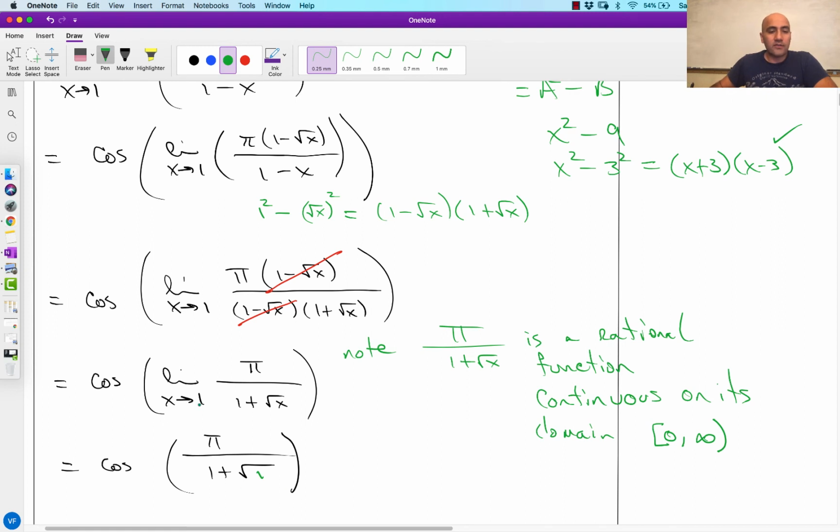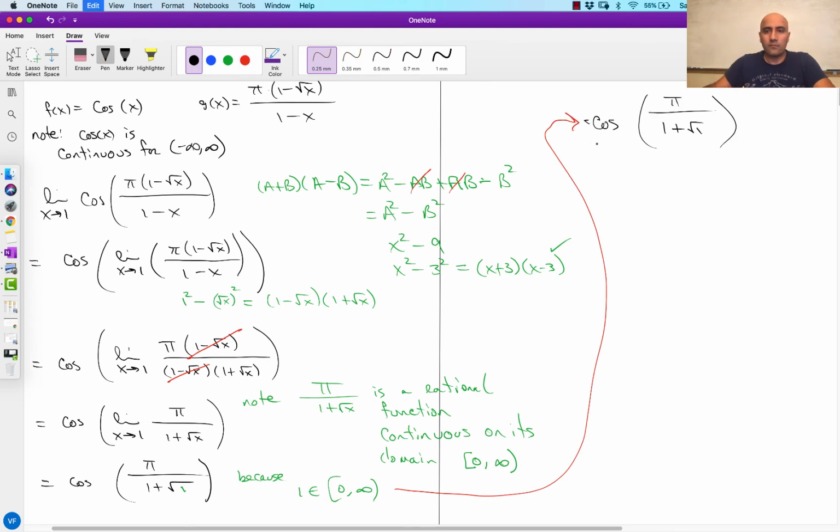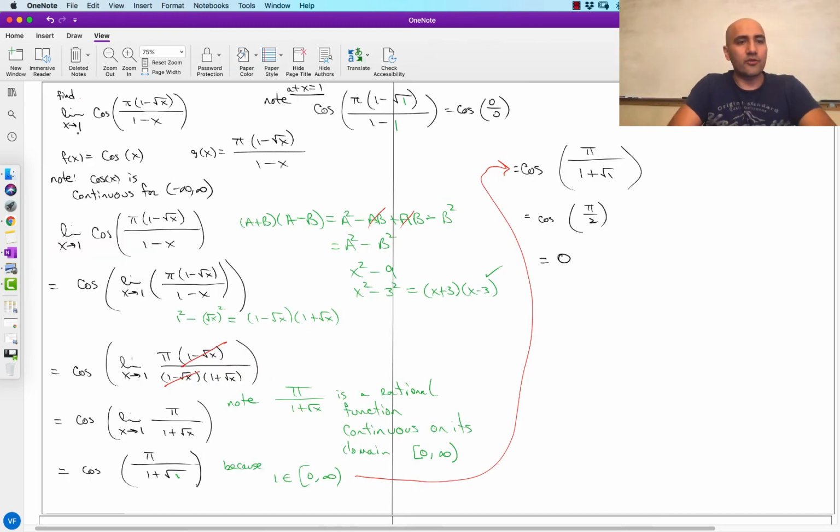And then, of course, because 1 is a member of the domain from 0 to infinity, we know we can just evaluate the function at that point, and that'll give us the result of the limit. Well, that's just going to be pi over 2, which is equal to cosine of pi over 2, which is then equal to 0. Okay, so finding the limit as x approaches 1 of cosine of this ugly crazy thing.